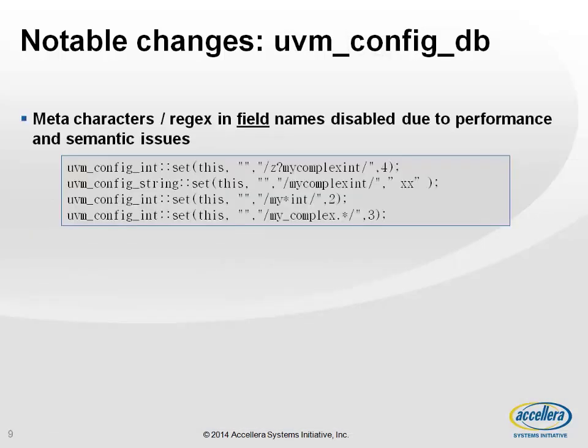UVM config DB. Meta characters and regular expressions in field names are disabled. Using them would lead to semantic issues and performance issues. That is not going to work anymore. So if you do a set with a wildcard, sets with wildcards or regular expressions lead to a warning. They are not executed. These field names are taken literally. So this field name is /myComplexInt.*. It is not a regular expression anymore. This only affects field names, not scope names.